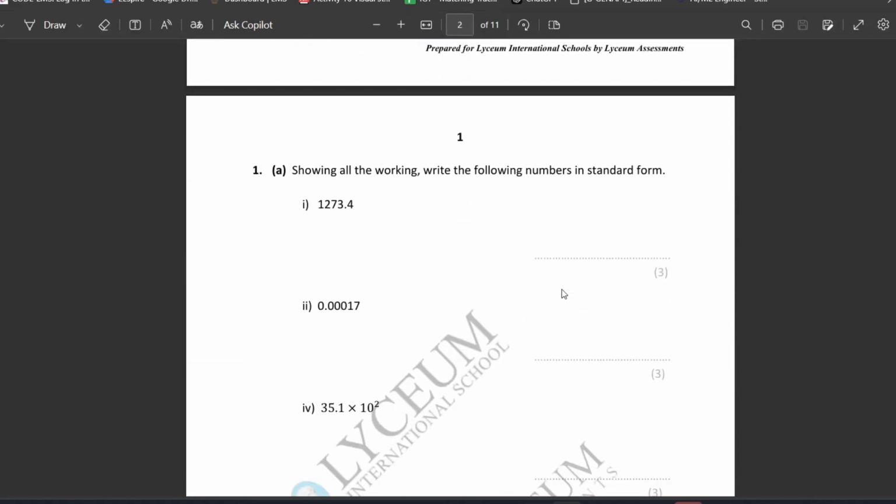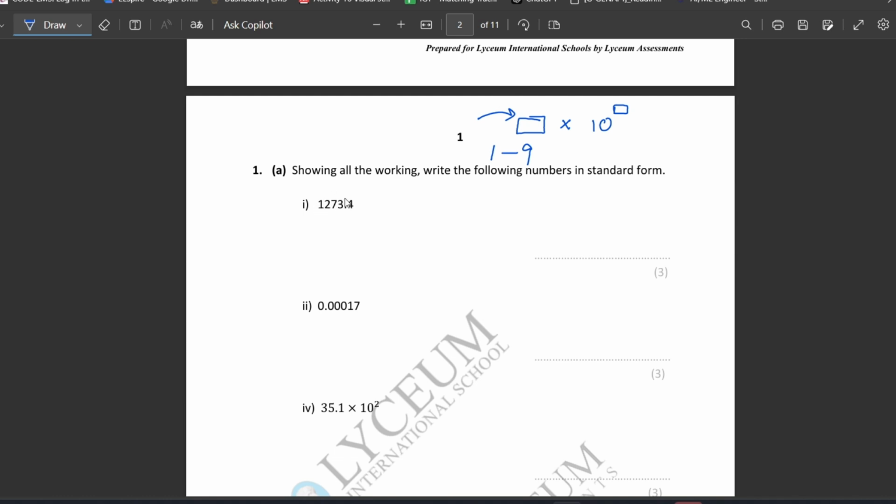Okay, in the first question you can see, showing all the workings, write the following numbers in standard form. When we write in standard form, first we have to get the first part of the standard form into a number between 1 and 9, and then we put another part. Here comes a power of 10. So first we have to find this part.